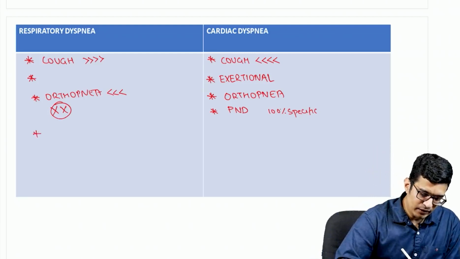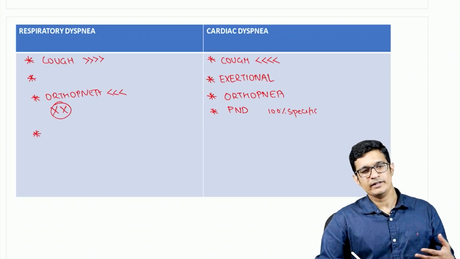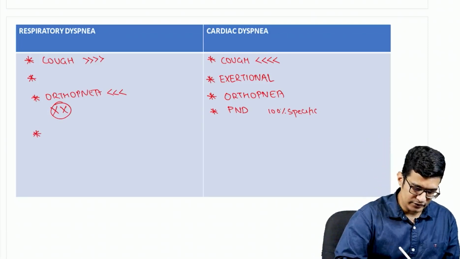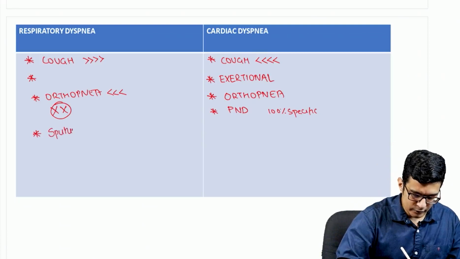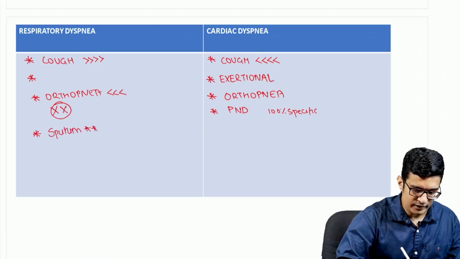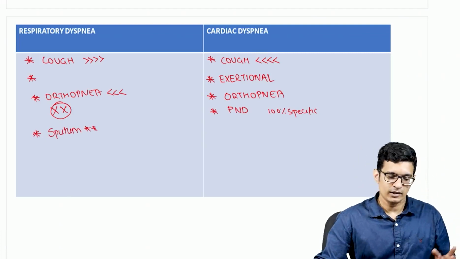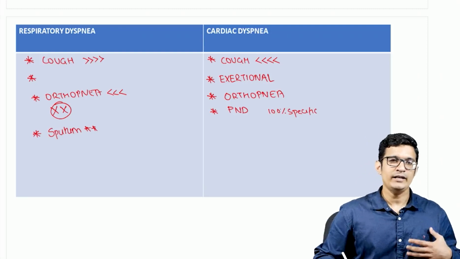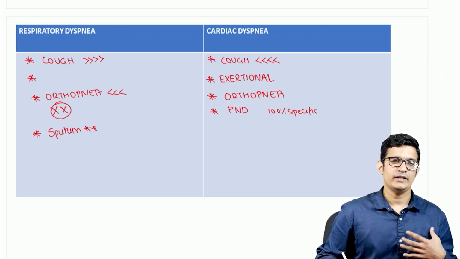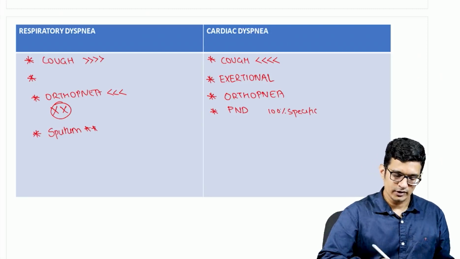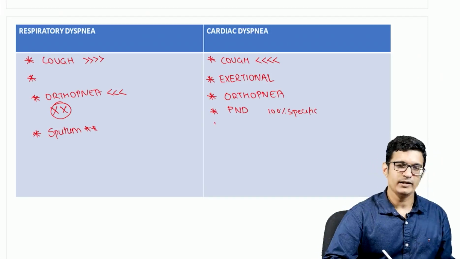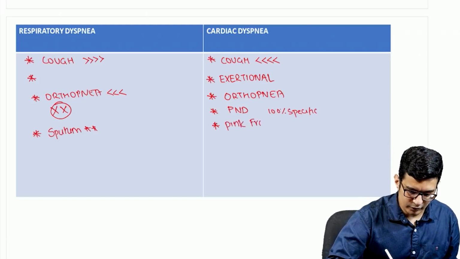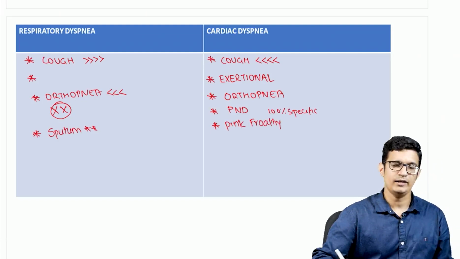So paroxysmal nocturnal dyspnea is something that we don't see in a respiratory dyspnea. And respiratory dyspnea, how do we go about respiratory dyspnea? It will generally be associated with cough, and sputum production is also a feature of respiratory dyspnea. Sputum production is not seen much in cases of cardiac breathlessness, except in cases of very high levels of pulmonary edema. When there is a severe pulmonary edema, you can have a pink frothy sputum in cardiac dyspnea.